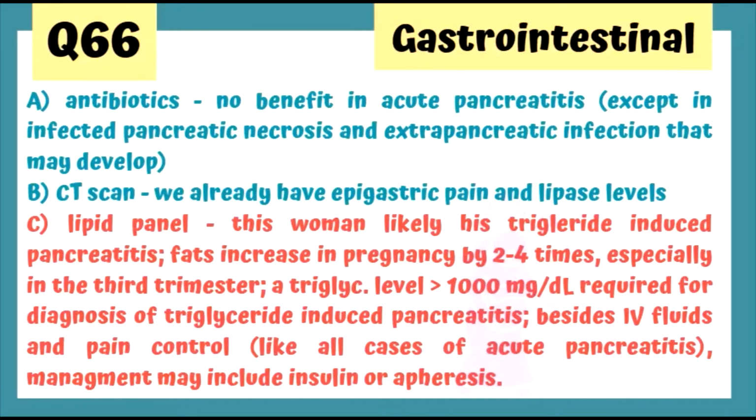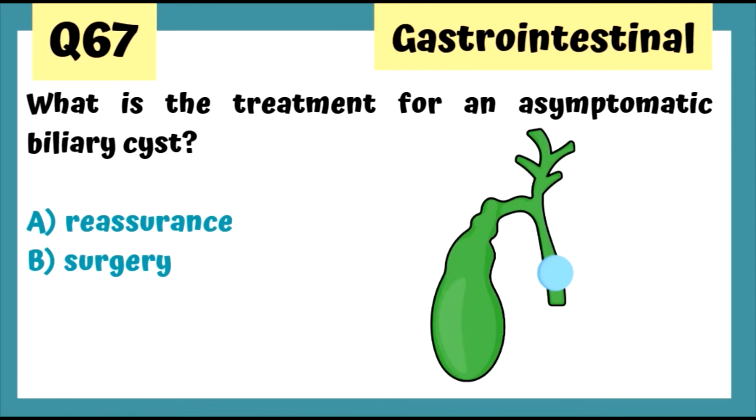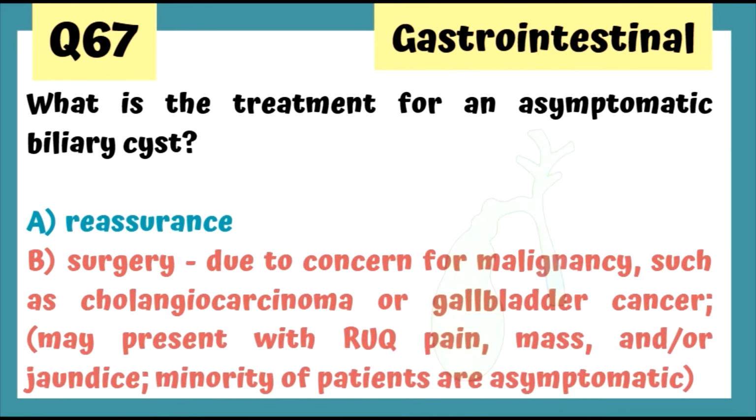Let's take a look at other choices. Antibiotics have no benefit in acute pancreatitis. CAT scan, we don't need that because we already have epigastric pain and lipase levels. 2 out of 3 is enough to make a diagnosis of acute pancreatitis. Question 67. What is the treatment for an asymptomatic biliary cyst? It's actually surgery due to the concern for malignancies such as cholangiocarcinoma or gallbladder cancer.